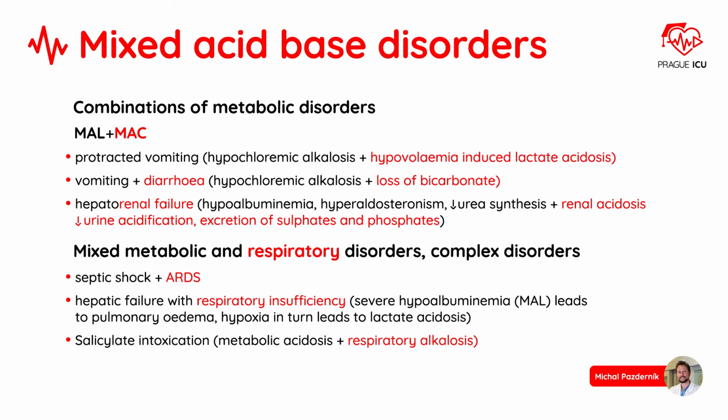Now let's talk about mixed acid-base disorders. On some occasions, we see combinations of metabolic disorders, metabolic alkalosis and metabolic acidosis, such as in protracted vomiting, where there is hypochloremic alkalosis and hypovolemia-induced lactate acidosis, or in patients with vomiting and diarrhea, where there is hypochloremic alkalosis and we see losses of bicarbonate, or in patients with hepatorenal failure.